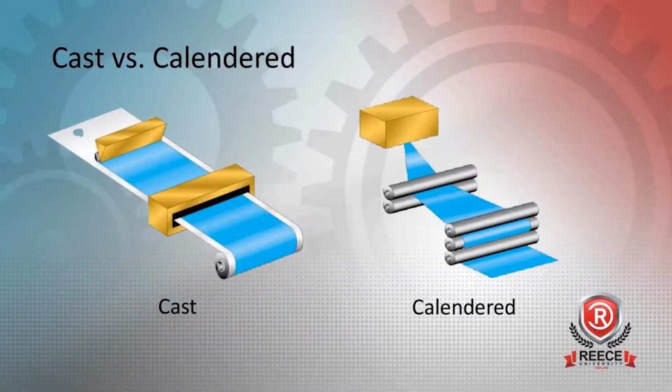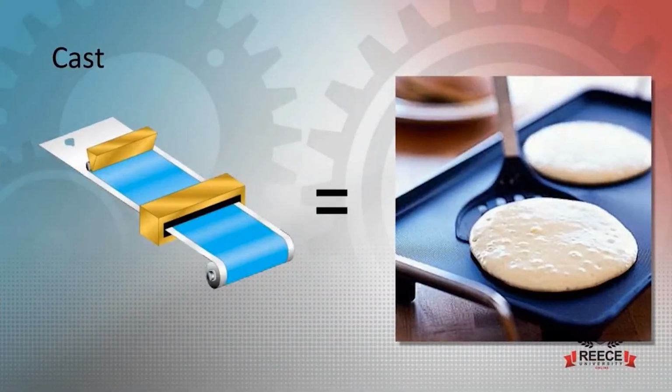All right, so the first thing to mention, there's basically two ways to manufacture vinyl film, and that is cast and calendered. The differences between these films are pretty crucial in determining which film to use for your specific project.